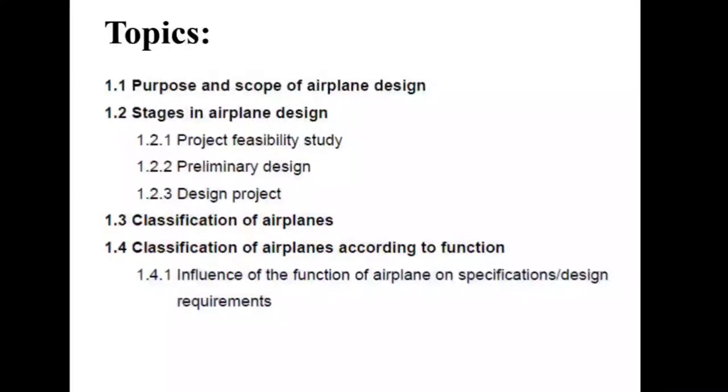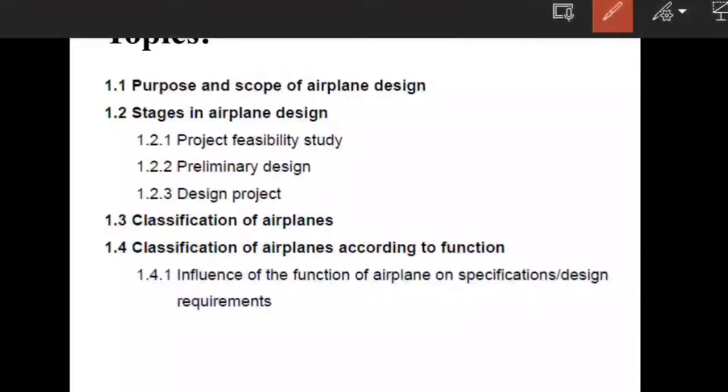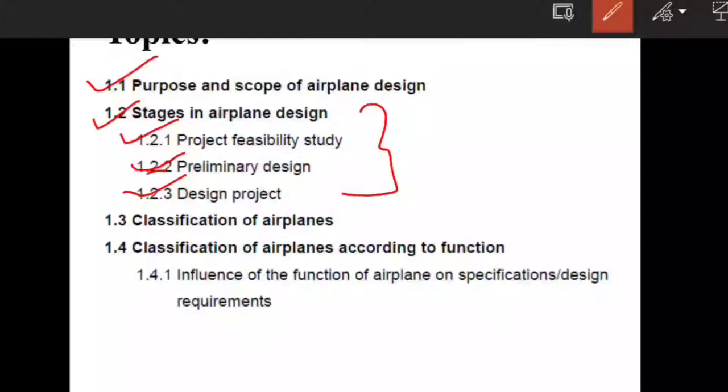So guys, first I'm going to show you the syllabus of chapter number 1, that is introduction. Here I have mentioned most of the syllabus of chapter number 1. First we are going to see the purpose and scope of the airplane design, and then the stages in airplane design. In airplane design, we are also going to see the project feasibility study, then the pre-study design, and then the design project. Guys, this is very important at the initial level to understand the aircraft design process. This purpose is very important to understand.